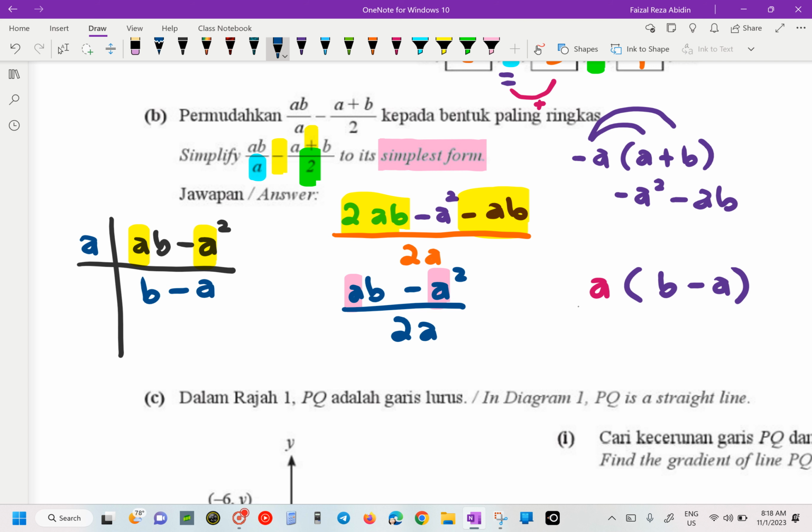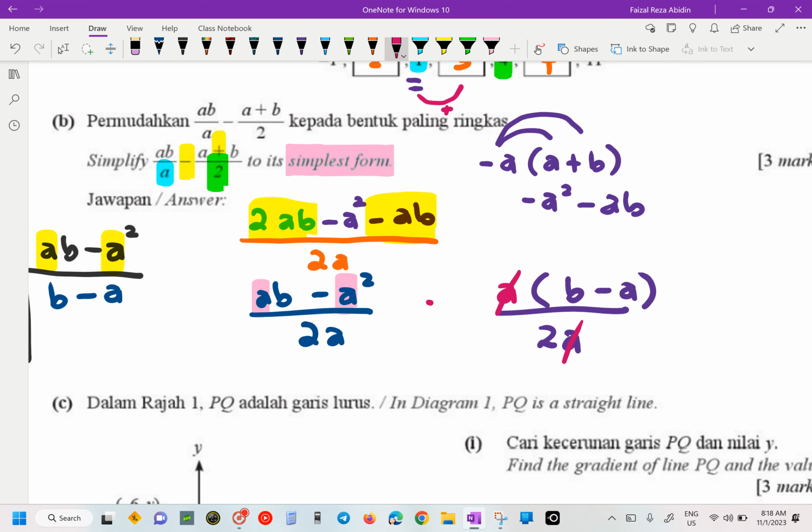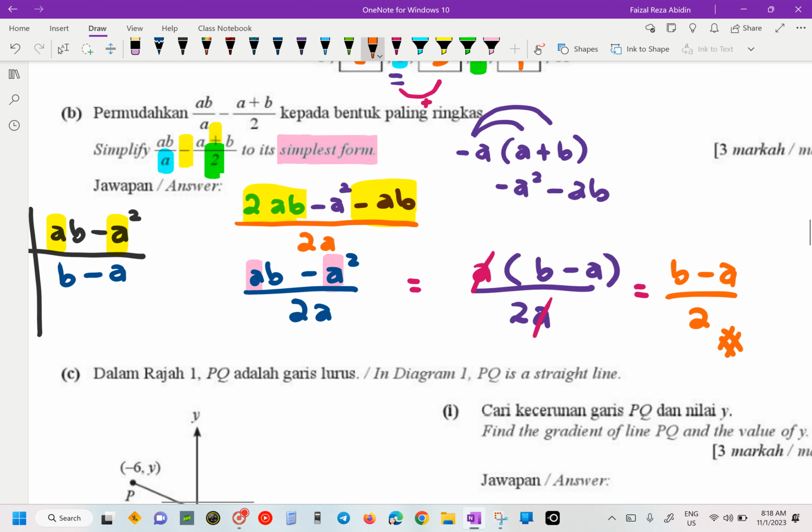Okay, next you are going to have over here, over to A. Now, if you look over here, A and A, isn't it? So, your simplest form will be what? Yes. B minus A over 2. Finish. Yes, 3 marks given. Done.